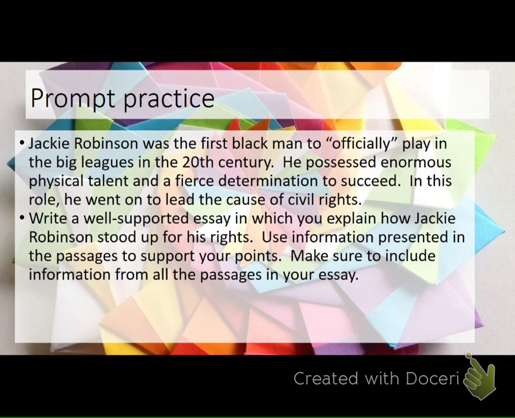Okay? Now, unfortunately, the circles here aren't going to match up the way that they should. So this is going to look a little bit weird. Okay? But you're going to be looking for one particular sentence. The sentence you're looking for is: write a well-supported essay in which you explain how Jackie Robinson stood up for his rights. That's your CUB sentence. That's what's going to have your circle, your underline, your boxing of key terms. All that stuff is going to go in there.